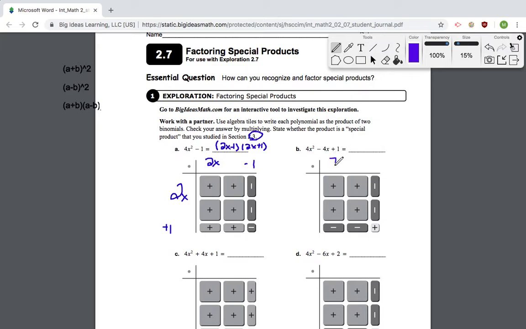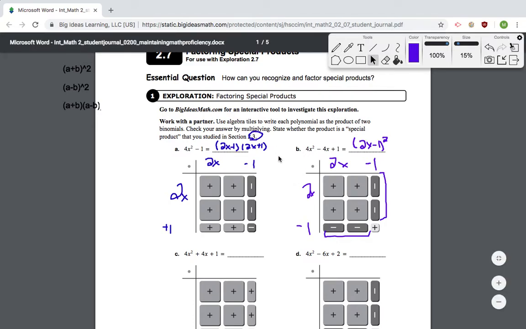Next, we have 2x times 2x to make 4x squared. And then we have a negative 1 and a negative 1. Negative 1 times 2x is negative 2x. Negative 1 times 2x is negative 2x. And lastly, negative 1 times negative 1 is positive 1. So this is 2x minus 1 squared, which is a minus b squared. So yes, this is also a special product pattern.